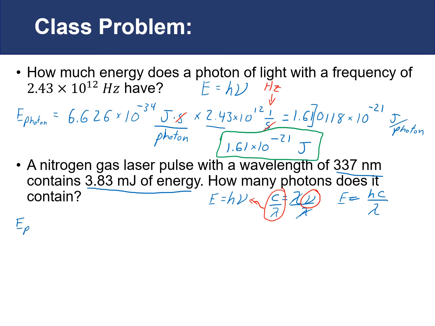The energy of a photon is equal to Planck's constant, 6.626 times 10 to the negative 34 joule seconds per photon. Multiply this by the speed of light, 2.998 times 10 to the 8th meters per second. Our seconds are going to cancel out.